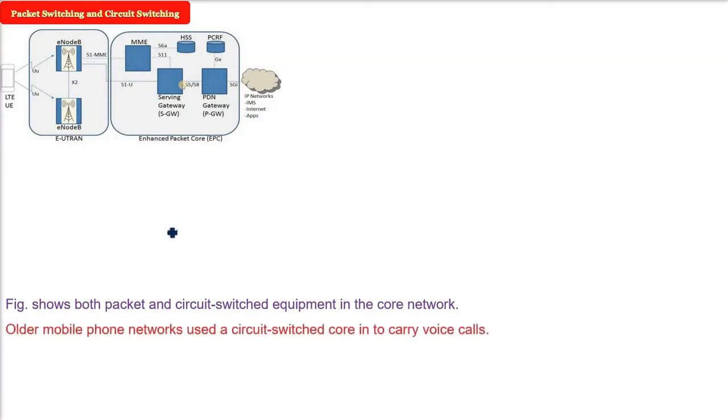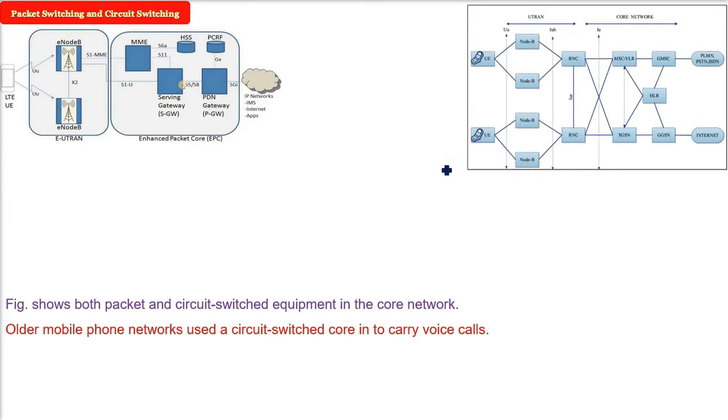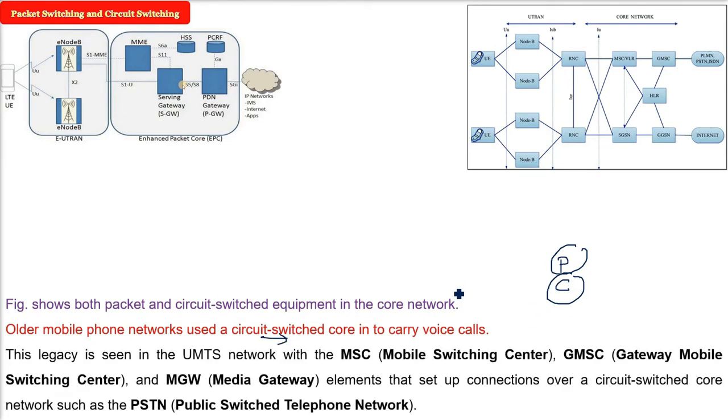There are equipments which we see today in the core network, both packet and circuit switch equipment. Mostly the core networks are still using both the packet and the circuit switch equipment. These are not different networks; the communication medium has the same merging of packet and circuit switched networks. The older mobile phone networks used to have a circuit switched core network because they were carrying voice calls. I'm talking about the 1G systems. But that legacy, that tradition, is still seen in the latest 4G, 5G network, UMTS.